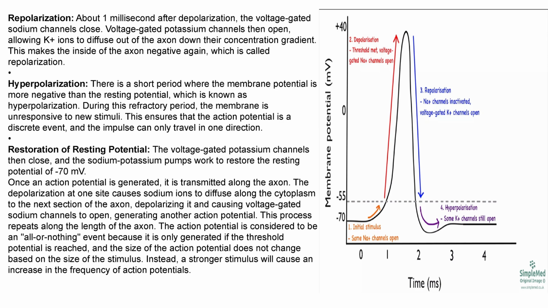For a simpler and better visual representation, there's a graph chart given here, and this chart contains all the processes of this action potential nerve impulse. Please have a look at this.